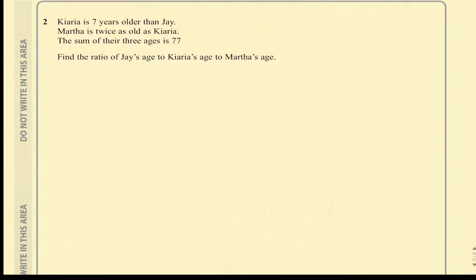Question 2. So let's start with Kiera is 7 years older than Jay, and Martha is twice as old as Kiera. The sum of their 3 ages is 77. So the best thing to do is start with J. And let's call J's age X, because we don't know what it is. And we're to find the ratio of J's age to Kiera's age and Martha's age. So let's write Kiera next. And that will be X plus 7, because she's older than J by 7 years.